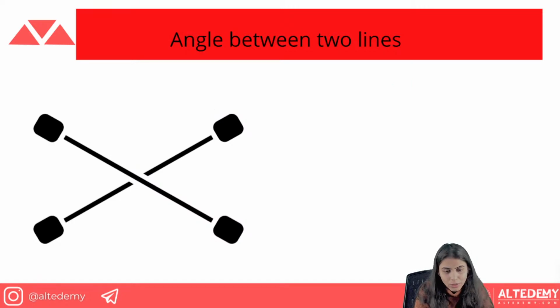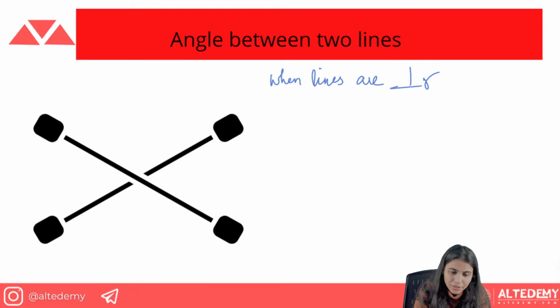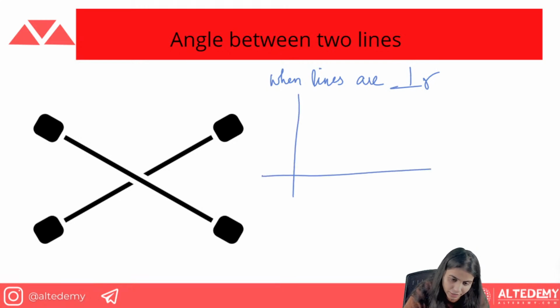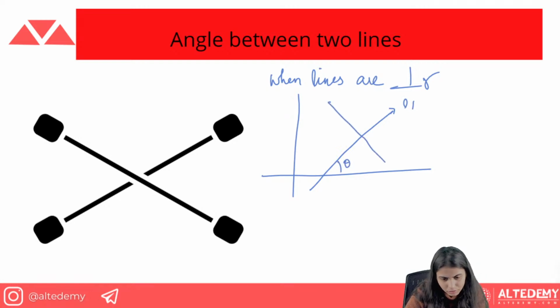We have when lines are perpendicular. Okay, so how is it going to look? For example, we have this line. Okay, this is the line segment. We can write it as L1. We can write the angle as theta, and we have this line segment. Okay, this was one line segment. This is another line segment, m2, m1. Okay, and this is the intersection. This is the angle that is going to be 90 degrees.